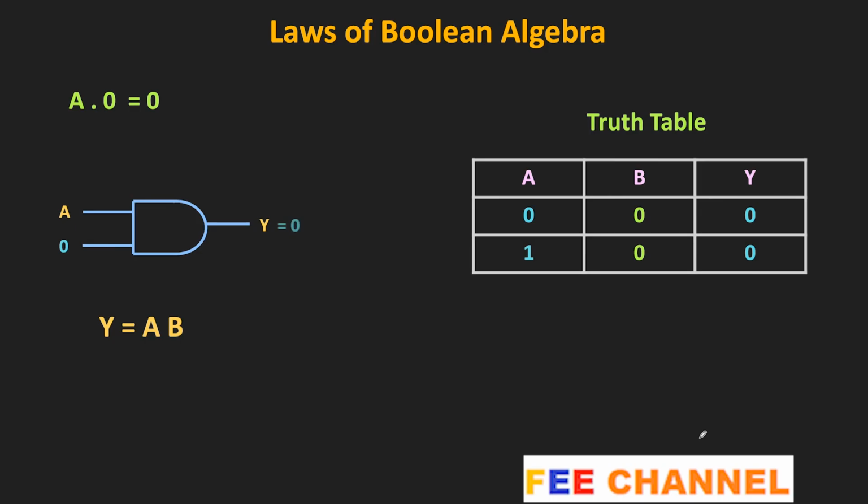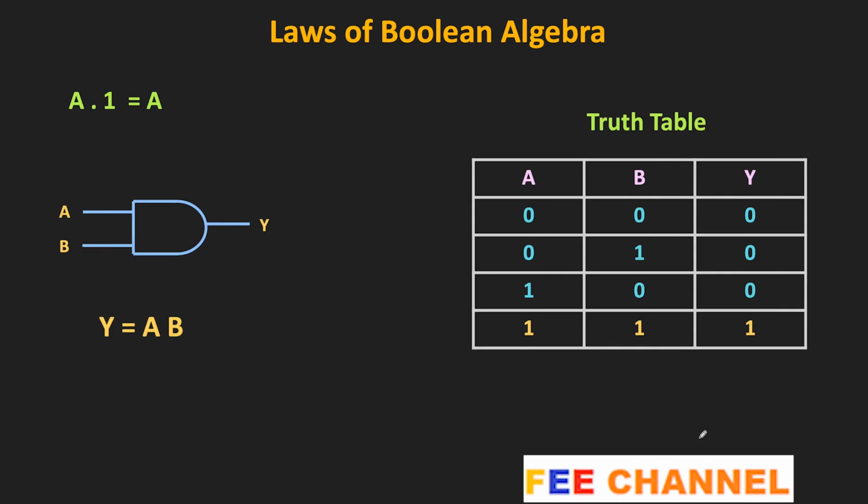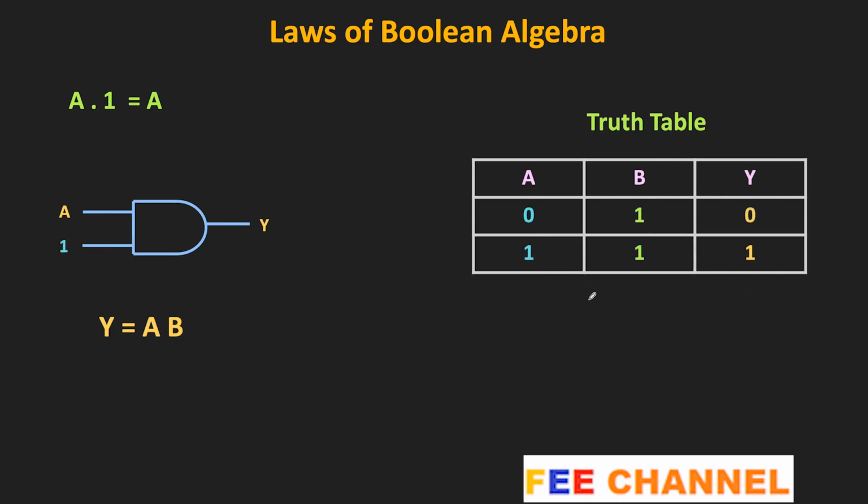Then the second is a.1 equals a. That means when we do the AND operation of a and the logic 1, the output is equal to a. So, it is quite similar to our normal algebra. But to understand it more clearly, once again, let's see the truth table of the AND gate. In this case, one of the inputs is always set to 1. So, for the second input a, we have only 2 possibilities.